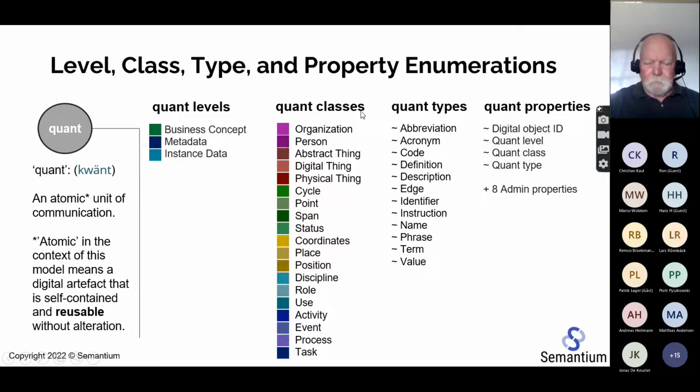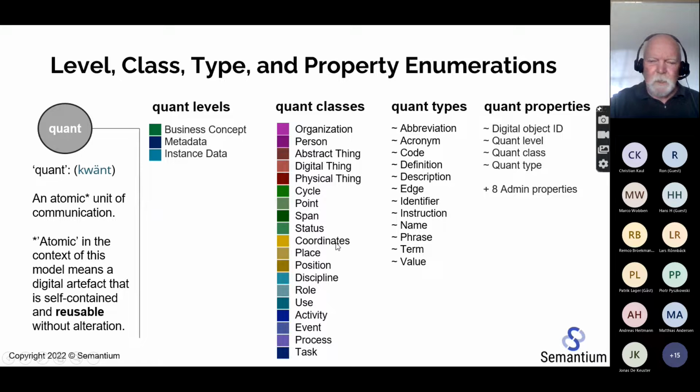The quant classes are based on Rudyard Kipling's 6 honest serving men: who, what, when, where, why, and how. The premise is that every business, and I think Ron mentioned it and a couple of other presenters mentioned, has core business concepts that show up everywhere. So the expansion of those 6 classes results in this colored list. Here's the who classes: organization or person. The what class could be an abstract thing, a digital thing, or a physical thing. The when classes, you have cycles, points, or simply dates, points in time, spans, and status.